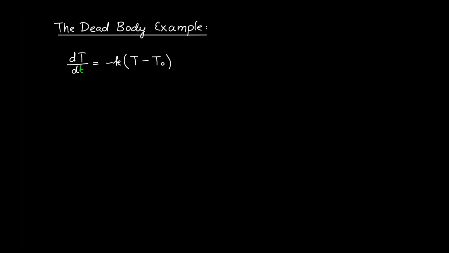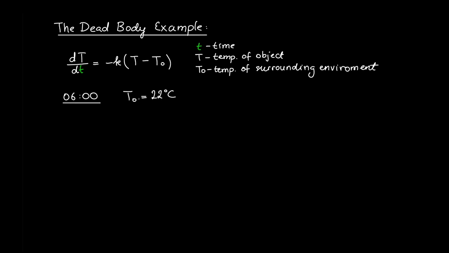Police discover a dead body at 6 a.m. in the morning in a room maintained at 22 degrees Celsius. So these are the two pieces of information: T0 is equal to 22 degrees Celsius and the body was discovered at 6 a.m. When discovered, the temperature of the body was 30 degrees Celsius. 3 hours later, meaning at 9 a.m., the temperature of the body had dropped down to 26 degrees.